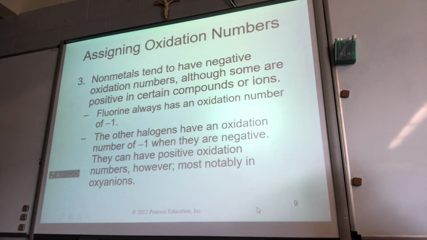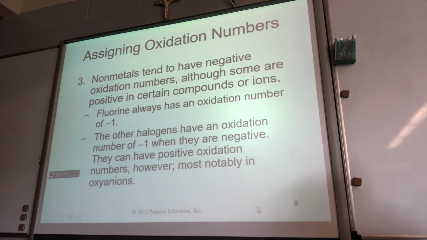Another rule of thumb, fluorine, always a -1. Remember, fluorine is the most electronegative on the periodic table. It gets the privilege of always having a -1 charge. The other halogens that are not fluorine are either going to have a -1 charge or they're going to be positive, depending on what they're bonded to.